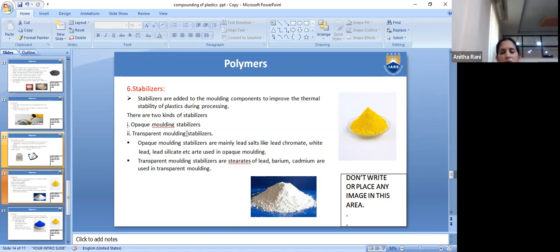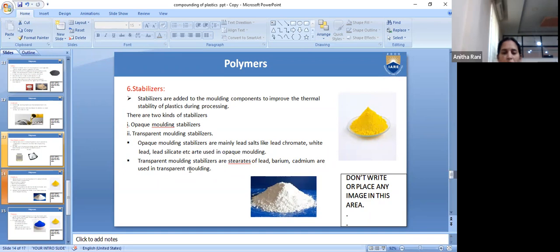There are two kinds of stabilizers we use: opaque molding stabilizers and transparent molding stabilizers. Opaque means not transparent. For opaque molding stabilizers, what examples can we take? These are mainly lead salts like lead chromate, white lead, lead silicate, etc.